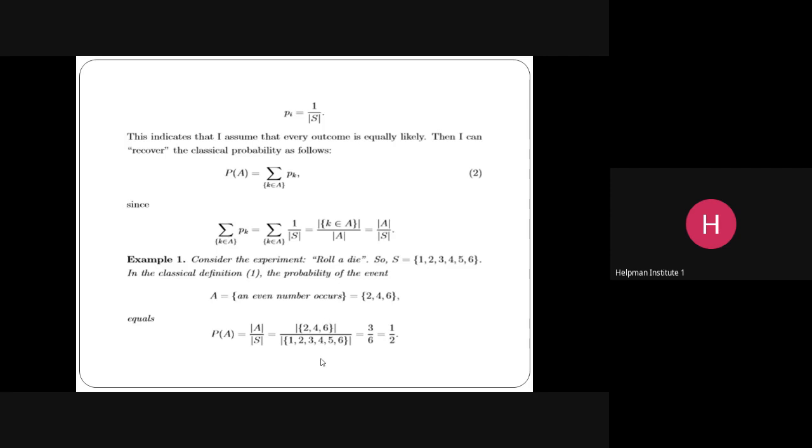So therefore, the probability that event A occurs is 1 over 2 or 0.5, as the case may be.